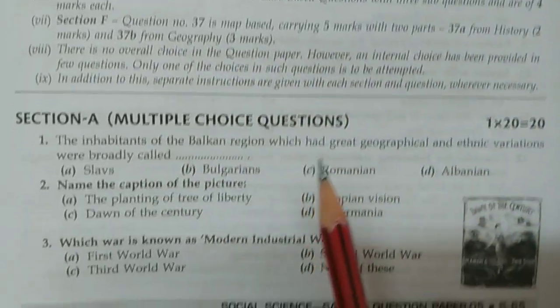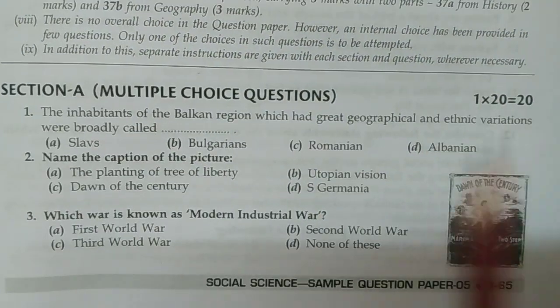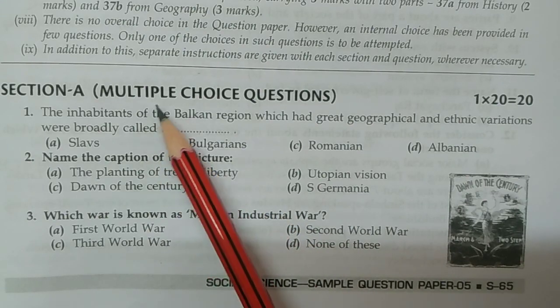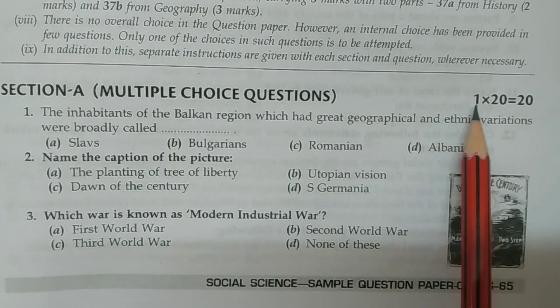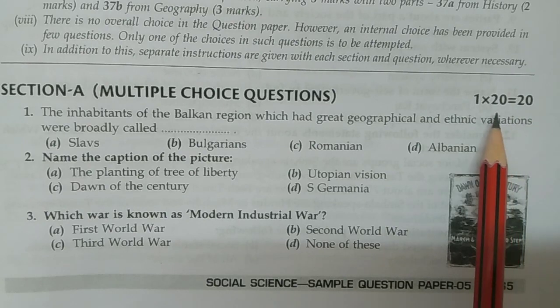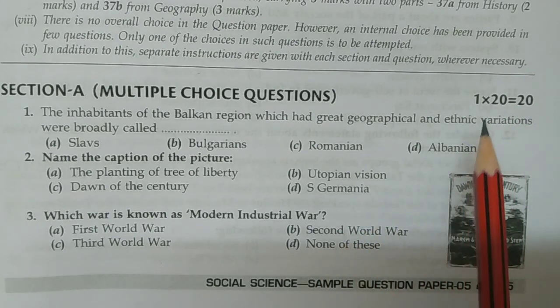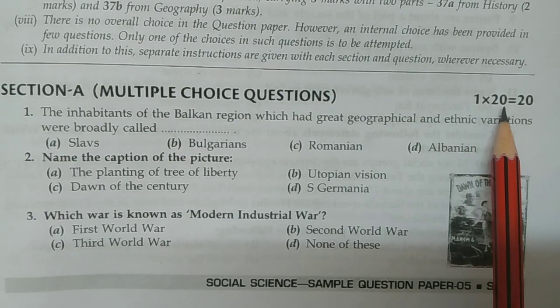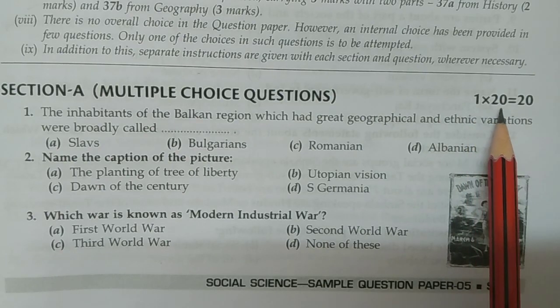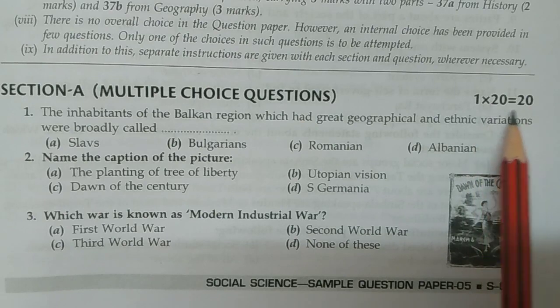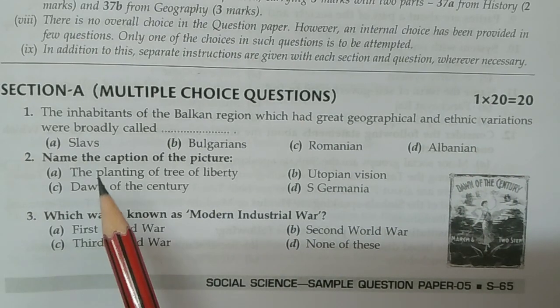So I have come with section A now. Here you are finding multiple choice questions. It's total 1 multiplied by 20, which means 20 marks. There are 20 questions, and each question contains 1 mark. So it will be total 20 marks. So let's start from here.